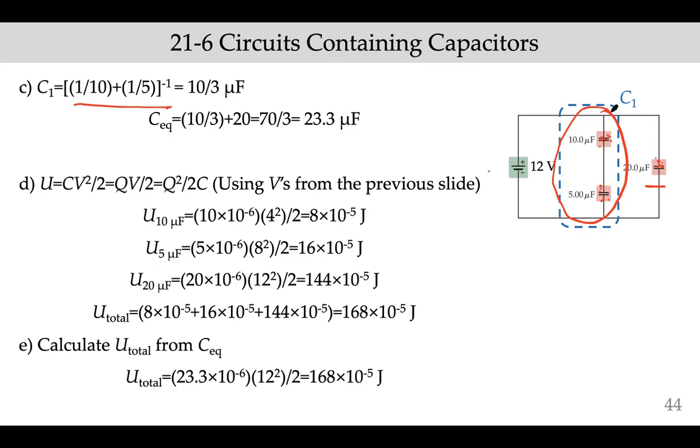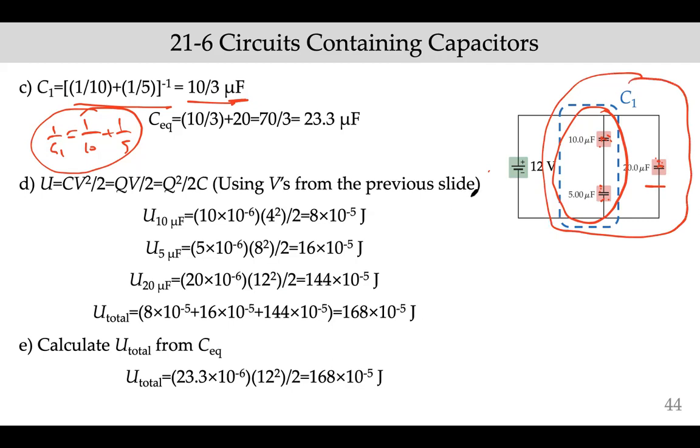So I call this part C1, and C1 turns out to be 10 divided by 3 microfarad. We are basically using this formula, 1 over 10 plus 1 over 5. You don't have to convert these from microfarad into farad. If you use just this formula without converting them, the result will again be in microfarad, which is fine.